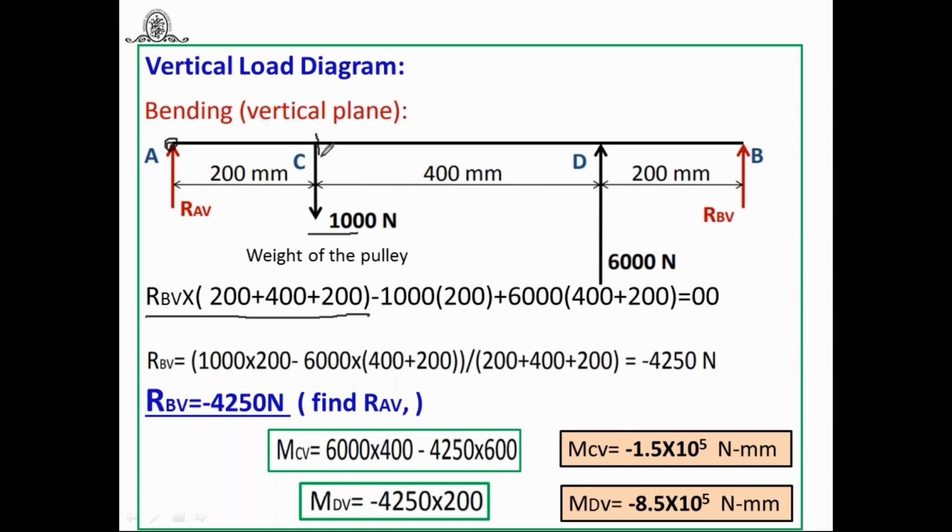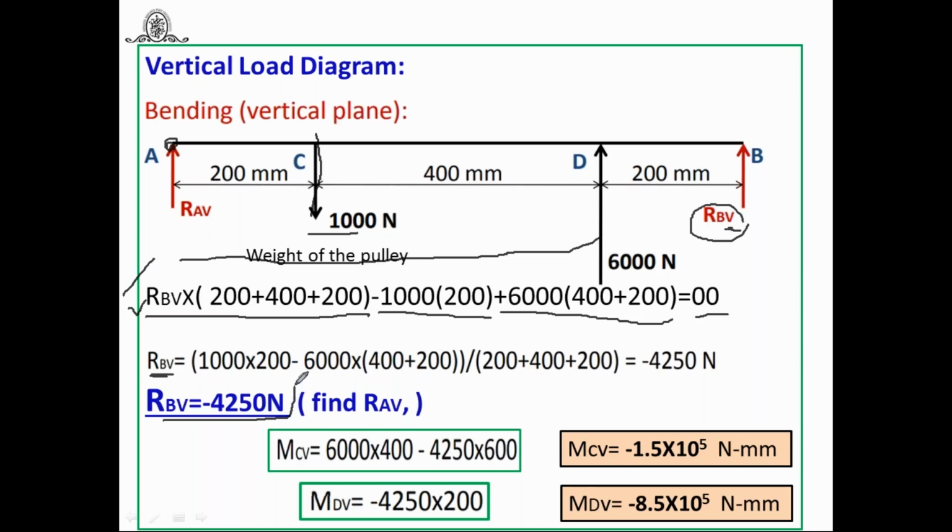Then minus, it's a downward direction, minus 1000 into 200. And then 6,000 into 400 plus 600 is equal to 0. Or you can do RBV into this distance plus 6,000 into this distance minus 1,000 into this distance is equal to 0, taking moment at A. And here, if you solve, you will get RBV, the reaction at point B. V means in vertical loading. RBV you will get here as minus 4250 Newton.